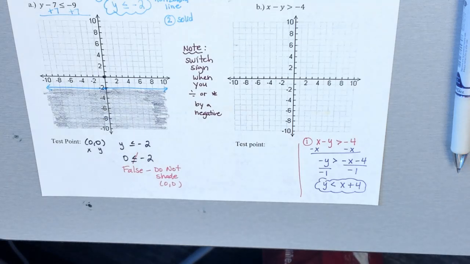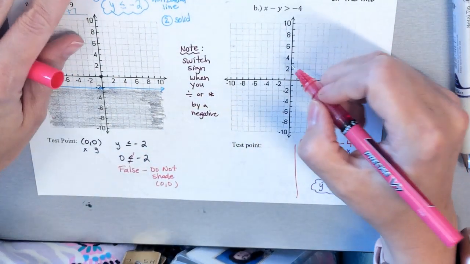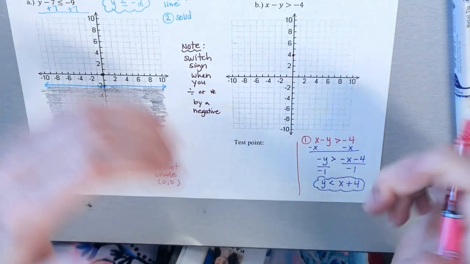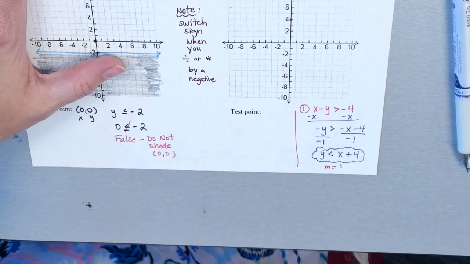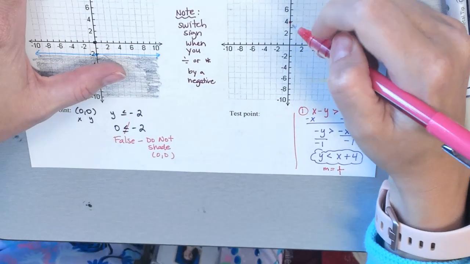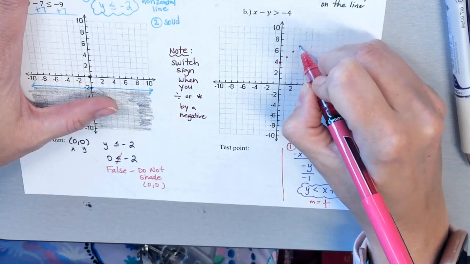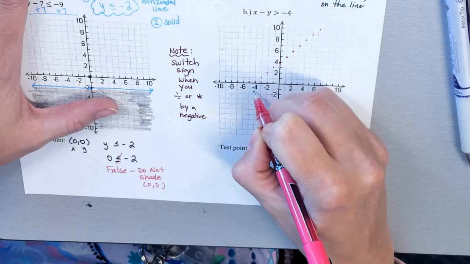So start at your y-intercept, and then use your slope. Okay, so my y-intercept is 4, so I'm going to start at 4. Now my slope is 1, which I really like graphing, because if your slope is 1, what's your rise over your run? Just 1 over 1. Yeah, so you're just going up 1 over 1. And then what type of line are we going to have? A solid line or a dashed line? Which one and why?